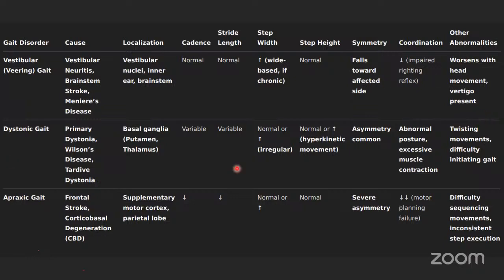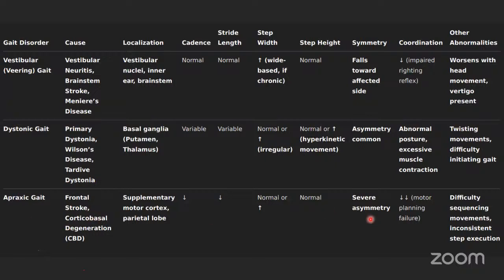In dystonic gait, there might be increased step height or hyperkinetic movements. There might be twisting movements and difficulty initiating gait. And usually there is abnormal posturing of the toe or the hand or the upper limb or lower limb. Asymmetry is very common. Apraxic gait, that is a type of frontal gait.